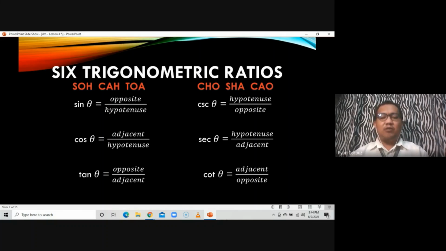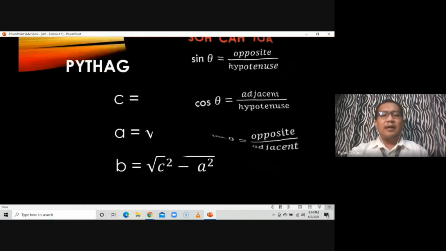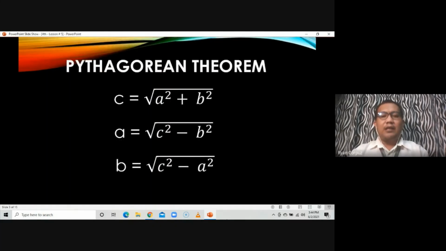So these 6 trigonometric ratios, these are the things that will help us in order for us to solve problems which involves right triangles. But basically, the first three trigonometric ratios are the main trigonometric ratios to use in order for us to solve those problems. So aside from these 6 trigonometric ratios, another concept that will help us in order for us to solve problems involving right triangles is the Pythagorean theorem.